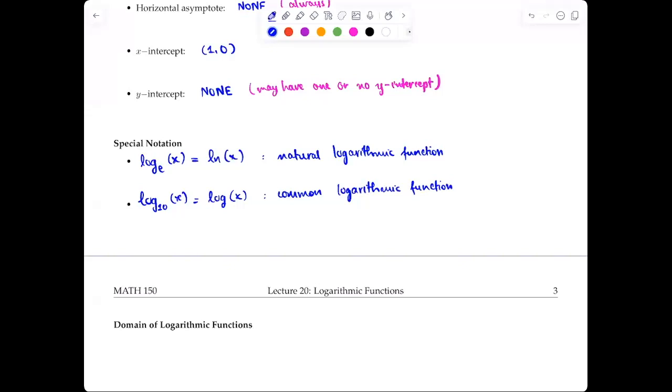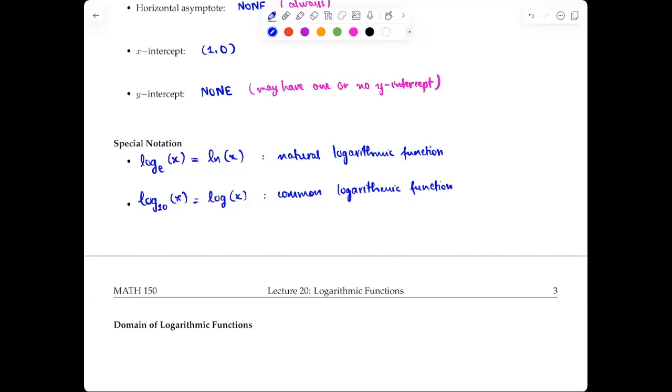From now on, anytime I want to indicate natural log functions, I'm going to use ln of x. Anytime I want to talk about log base 10, I'm just going to use log. You with me on that? Okay.